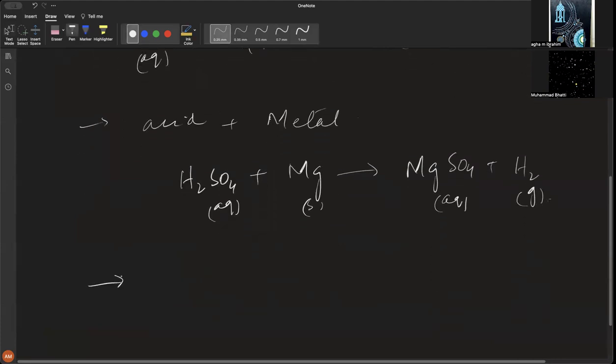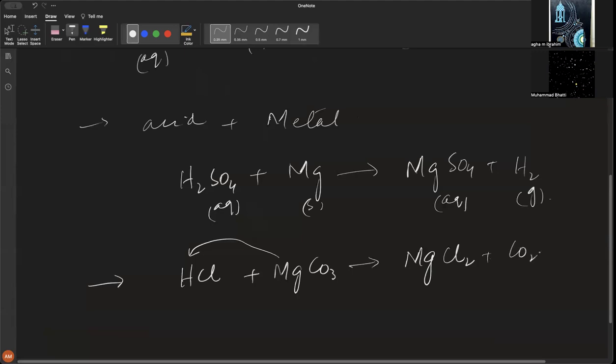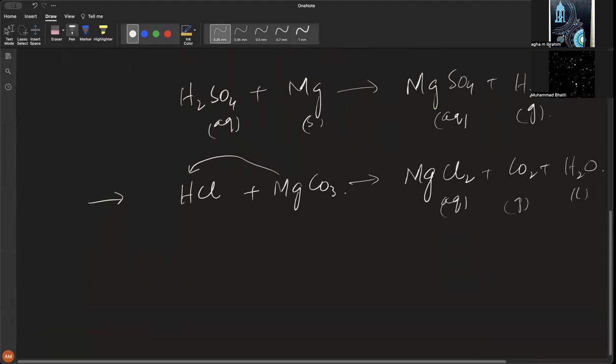And then we have carbonates. We can have HCl plus MgCO3. We know these metals actually replace the hydrogen in the acid, right? So this is going to be magnesium chloride plus carbon dioxide plus water. This is gas, this is liquid, and MgCl2 is an aqueous solution because this is soluble, and we know carbonates are insoluble, so it's going to be solid, and this is going to be aqueous. Is this making sense?